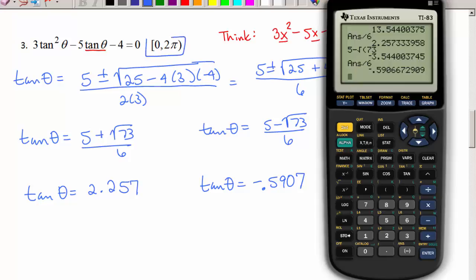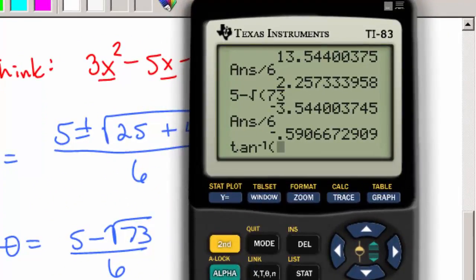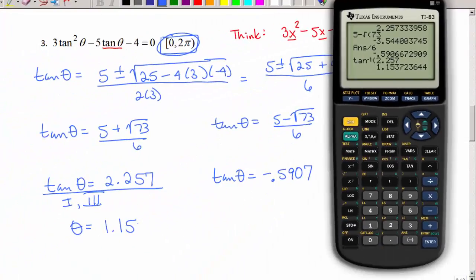Okay, I'm looking at all four quadrants, not changing it, so that means I need to have 4 answers, and they all have to be positive between 0 and 2 pi. Looking at this one, the tangent is positive in quadrants 1 and 3. The calculator is going to give me an answer in quadrant 1. How am I going to get that answer? I'm going to say the inverse tangent of 2.257, and it's going to tell me 1.154. That's in quadrant 1.